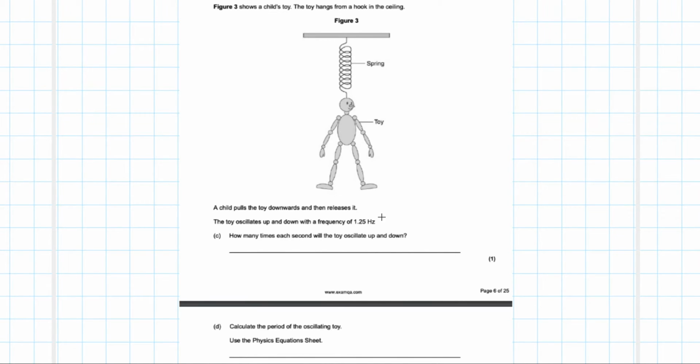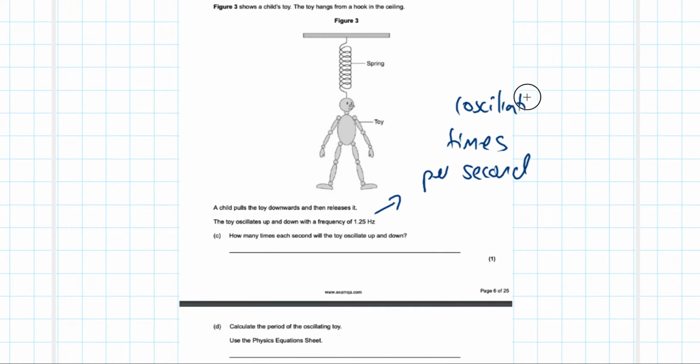So this comes from the definition of frequency. Frequency means per second, so it's the oscillations per second. So this one you can directly read off the answer, it's going to be 1.25 because of the definition of what hertz is.